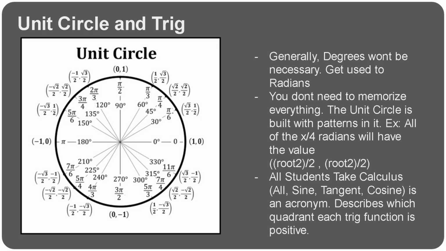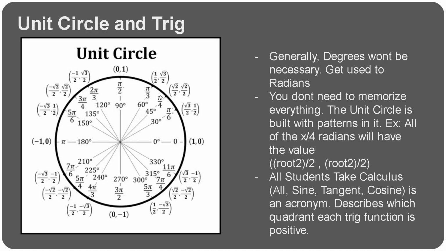I personally think that radians are easier anyways because there's a pattern with them. And that goes for everything on the unit circle. It is all built with pattern. As a quick example, I wrote right here, all of the x over 4 radians will have the value root 2 over 2, and then the other value will also be root 2 over 2.